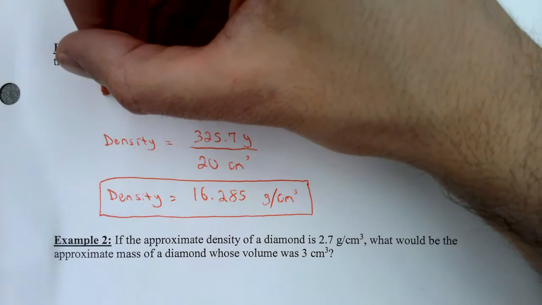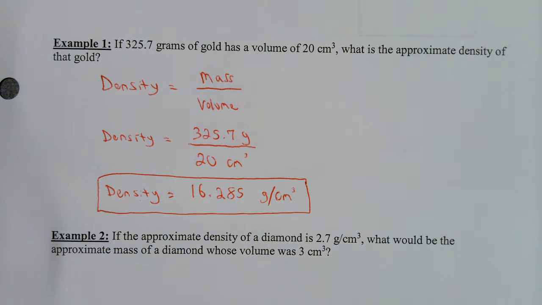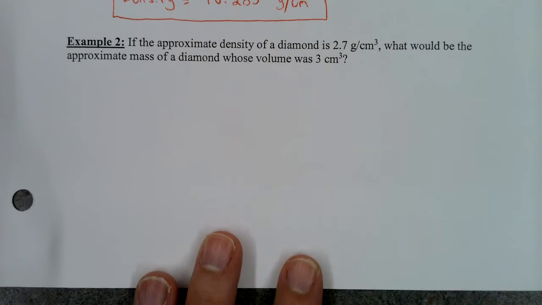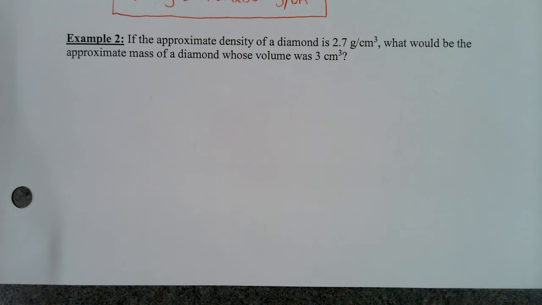Okay, so that's example 1. That was an easy one. Let's look at example 2. If the approximate density of a diamond is 2.7 grams per centimeter cubed, what would be the approximate mass of a diamond whose volume is 3 centimeters cubed? Okay, so you're trying to find the mass.